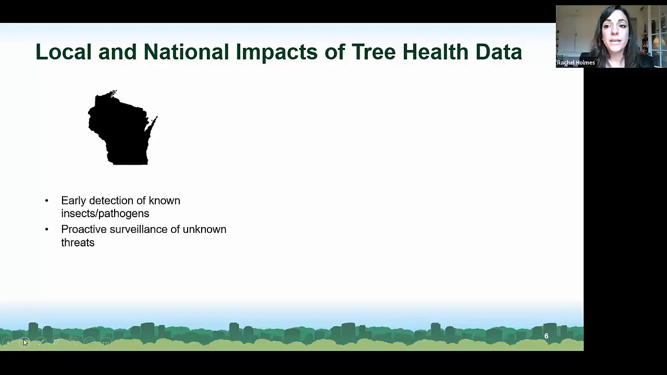We also know that it will serve as a proactive method of surveillance for unknown threats that we're not quite sure of yet. It's also a means to prioritize management response. We do know that the needs of our trees are growing while our budgets are shrinking. And so one of the major benefits that these tree health metrics can provide you with is a way to prioritize the sickest trees that need the greatest attention in the shortest time.